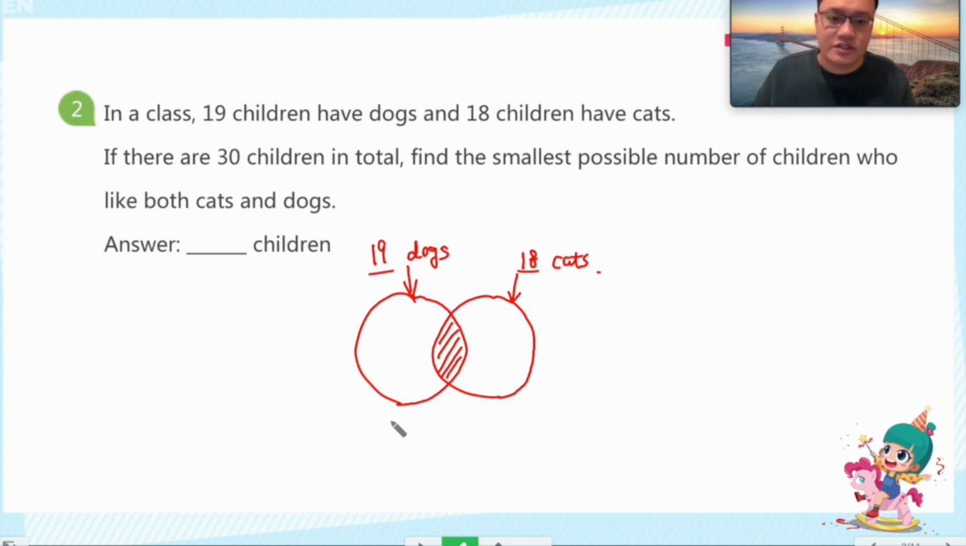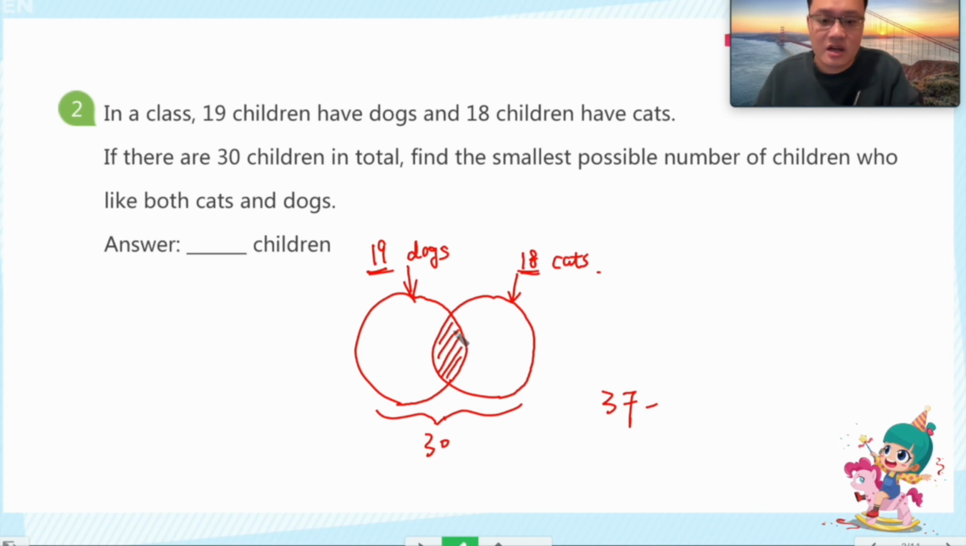But for this question, you want to get the smallest possible number for children who like both dogs and cats. So that means this overlap part should be as small as possible. Then that is basically just use this 19 plus 18, which is 37, right? And the total, we know that is 30. So the overlap part is just 37.